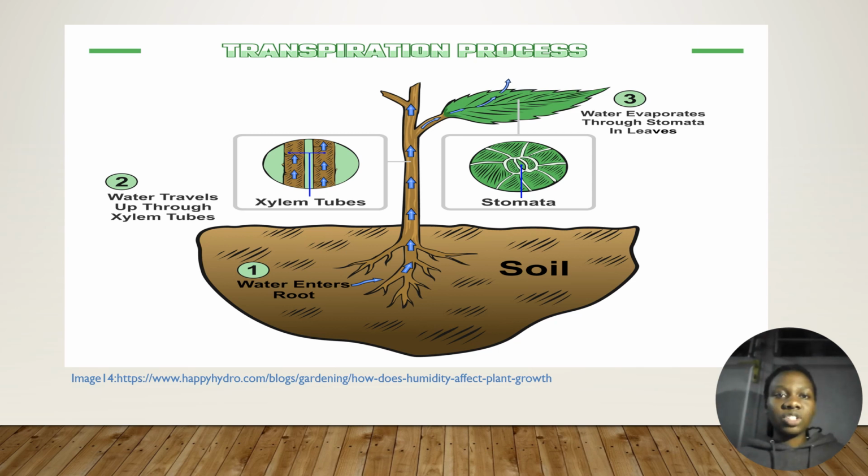So here we have the structure of the transpiration process. Transpiration is the loss of water from plants. And also we have the xylem tube, which transfers water and other nutrients into the plant. And also we have the stomata, which helps the plant with respiration. And also we have water traveling up through the xylem tube, as we said before, and water evaporation through stomata in leaves, and also we have the soil, and water entering the root.